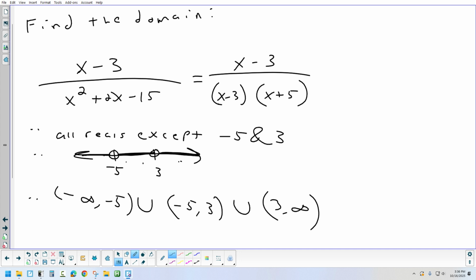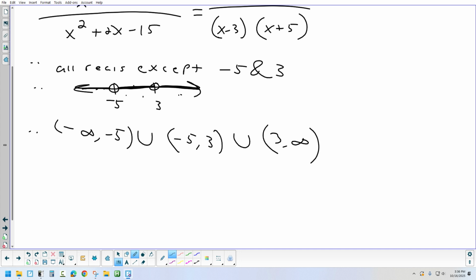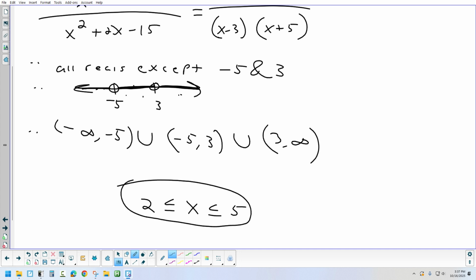We don't really use "and" when we're describing intervals because you can't have a number that's here and here at the same time. It could be here or here. So when we're describing domain, instead of using "and," we put the x in the middle: 2 is less than or equal to x, which is less than or equal to 5. A lot of times we don't use set notation with "and." We write it as a compound inequality, and it's clearer.